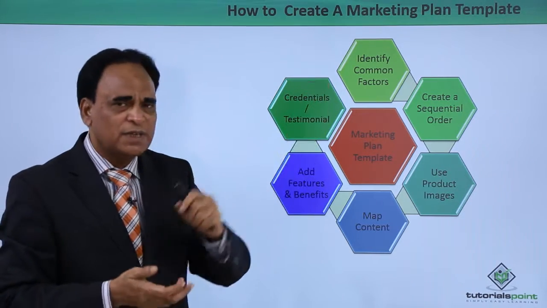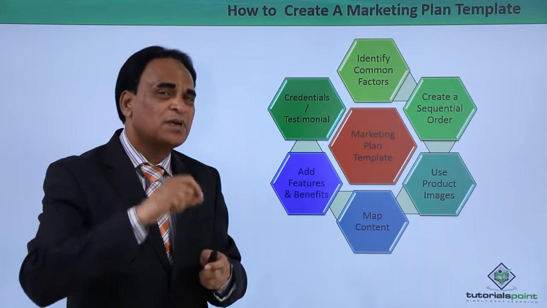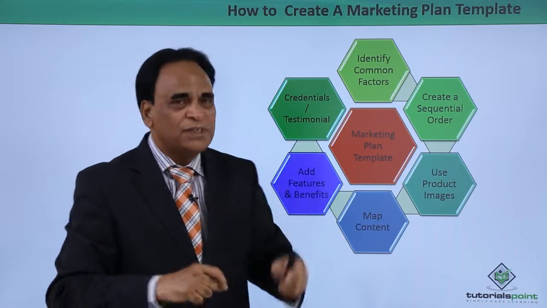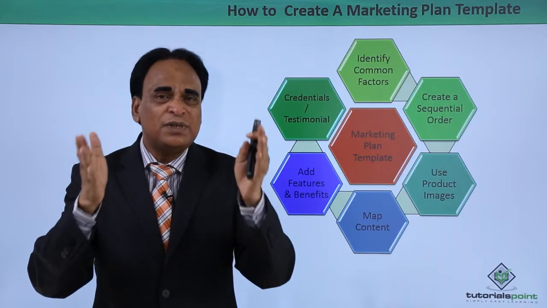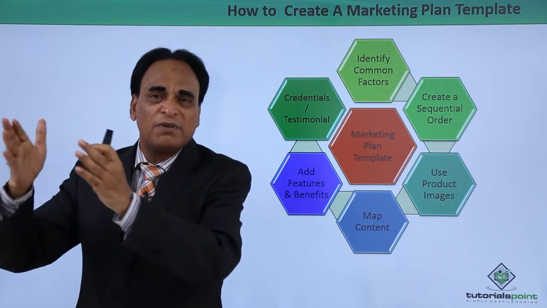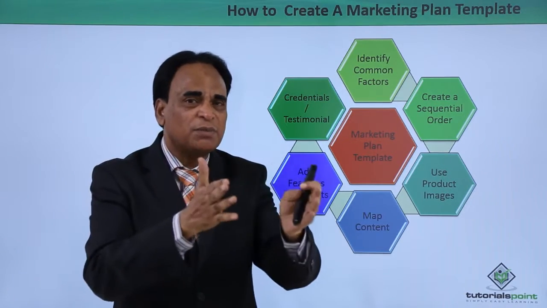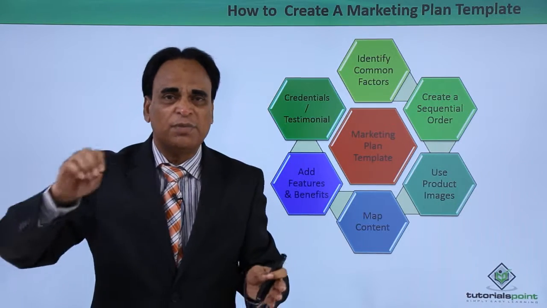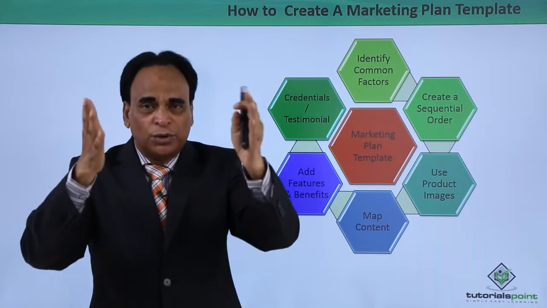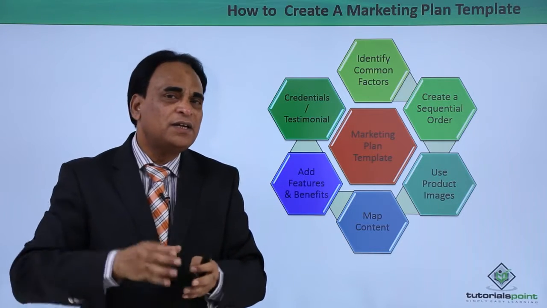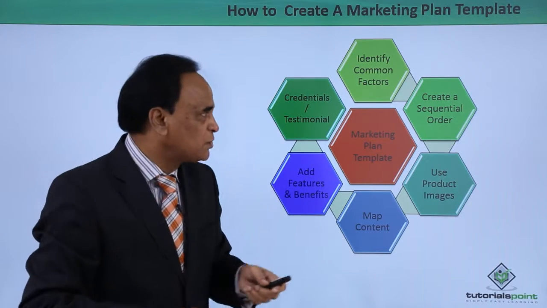Now these are some of the key factors that you need to take into consideration. Identify the common factors. What are the common factors that could be possible between one product, the second product, the third product, the fourth product? A product, B product, C product or D product. What are the common factors? Those common factors are clearly laid down and you don't need to do any tweaks to them.